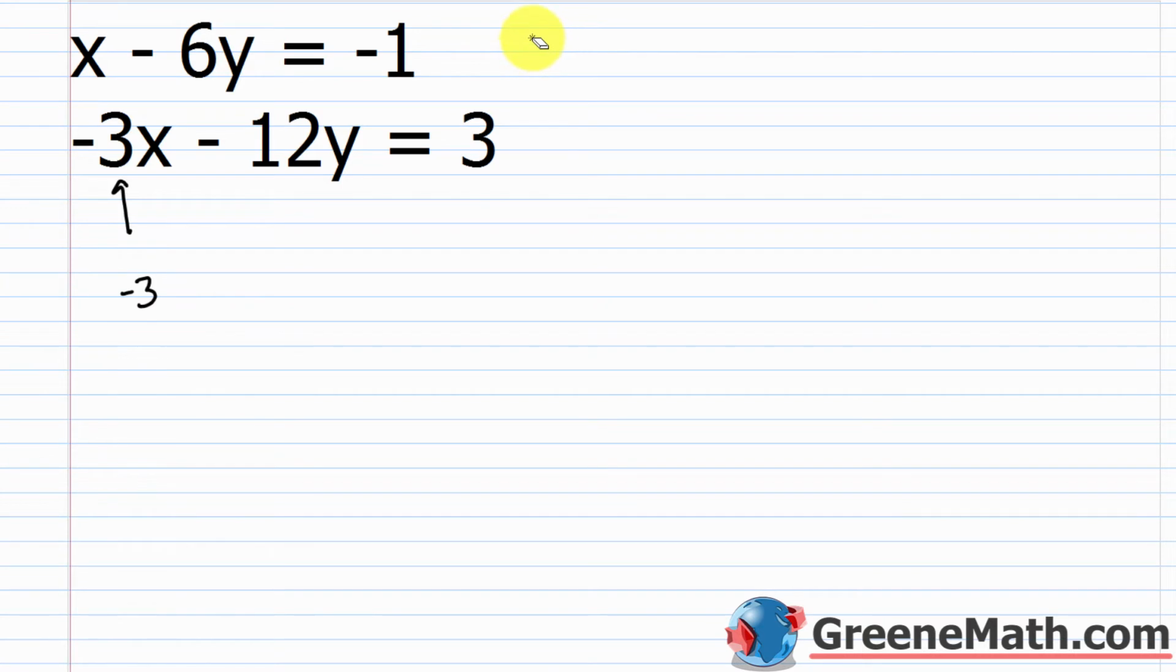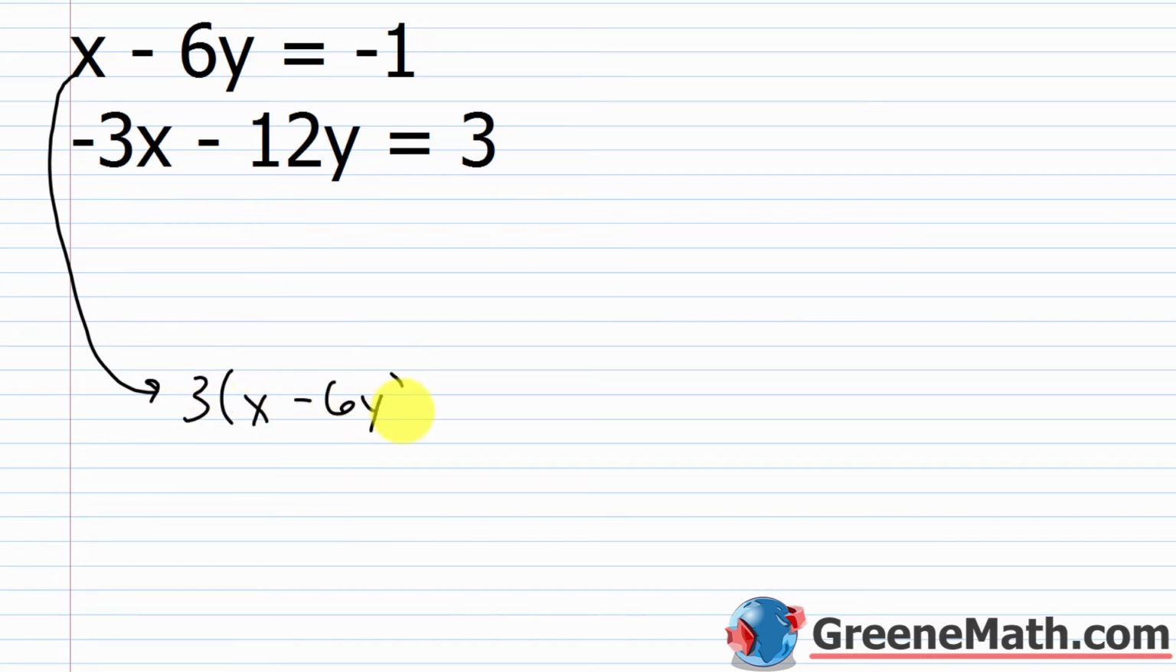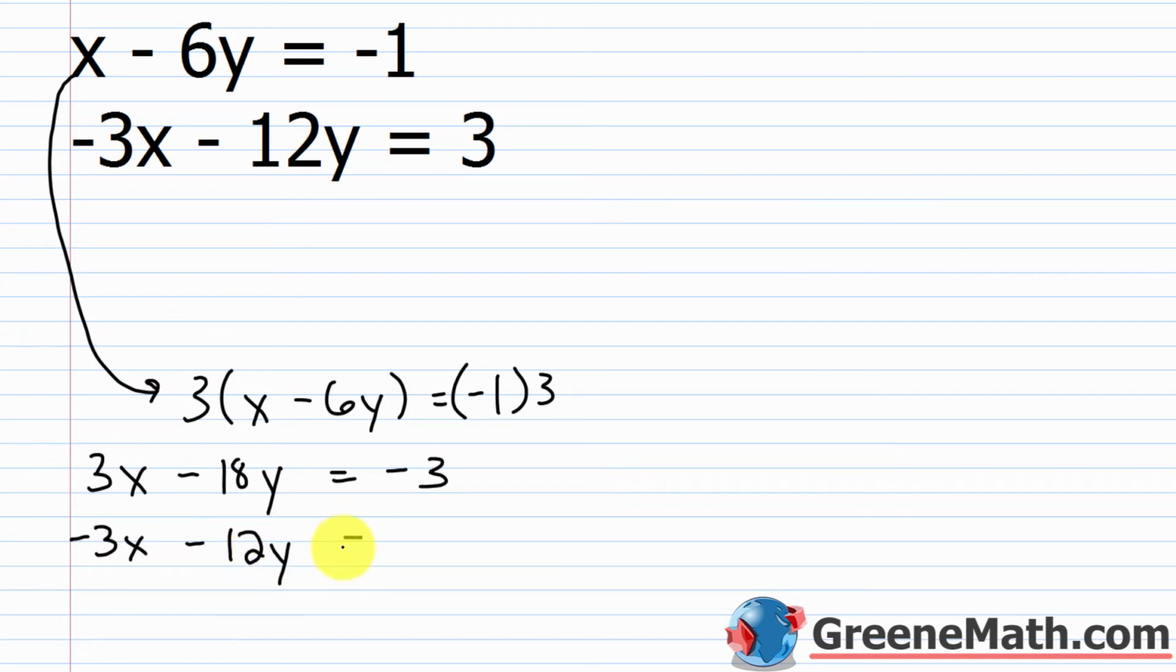So let me just do that down here. I'm going to drag this down here, and I'm going to multiply both sides by 3. 3 times x is 3x, minus 3 times 6y, that's 18y. This equals negative 1 times 3, which is negative 3. Then here, I'm just going to copy this equation. Negative 3x minus 12y equals 3.